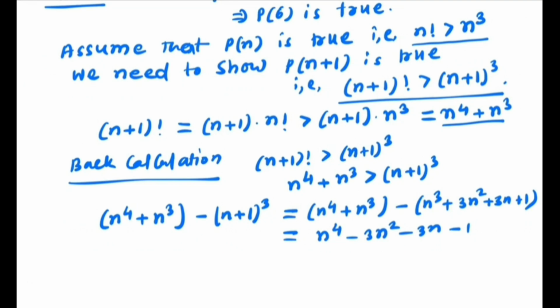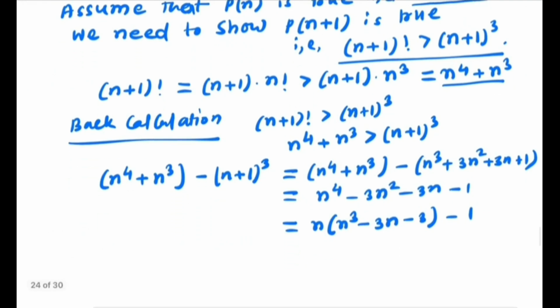Now this can be written as n into n cube minus 3n minus 3, minus 1. So this is nothing but n into, again, n into n squared minus 3, minus 3, minus 1.